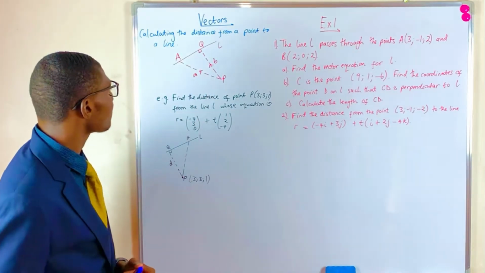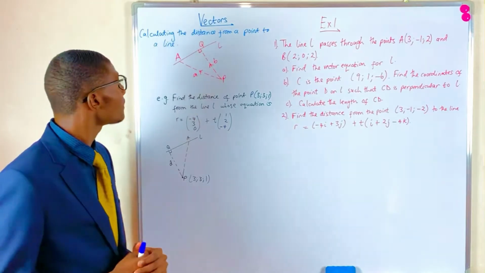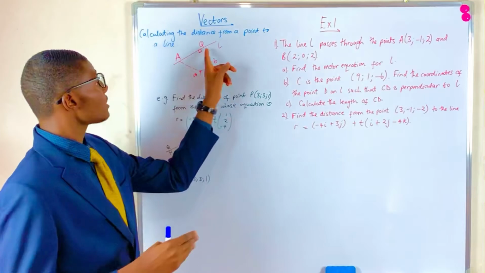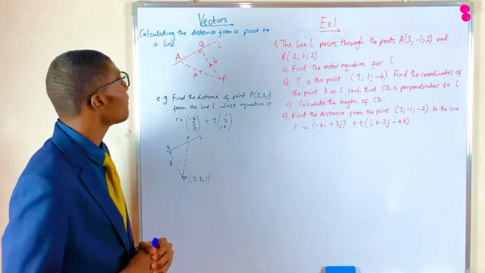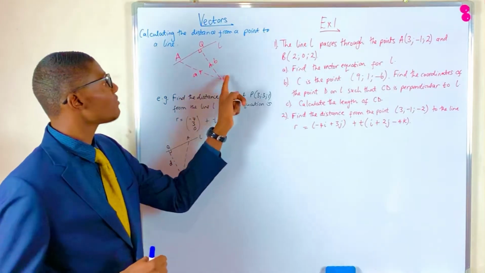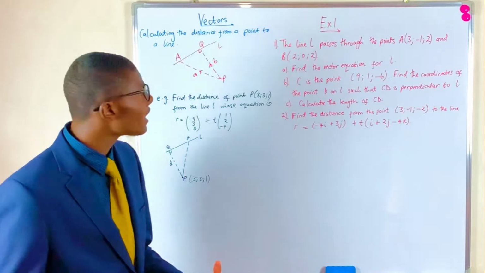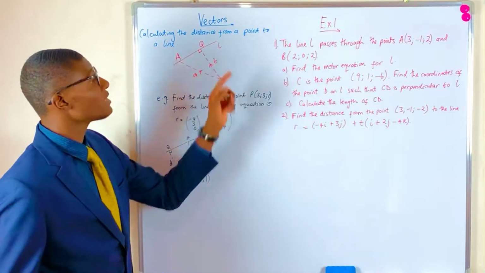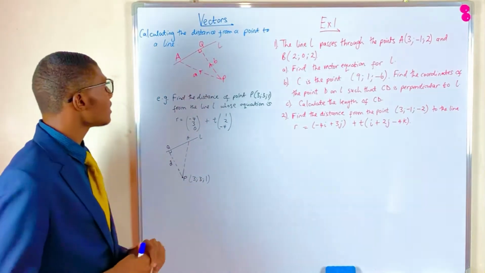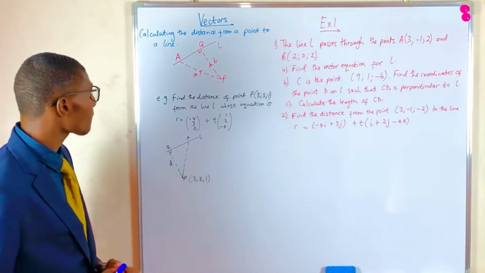perpendicular. So for us to calculate this distance PQ, we need to calculate the coordinates of Q. But for us to calculate the coordinates of Q, we can use the fact that PQ is perpendicular to line L, and so the scalar product of the vector PQ and the direction vector of line L is zero. And so now let's look at an example whereby we're required to find the distance.